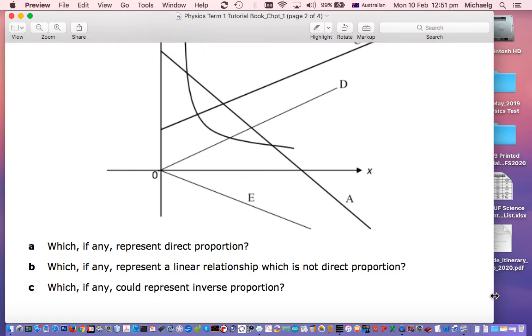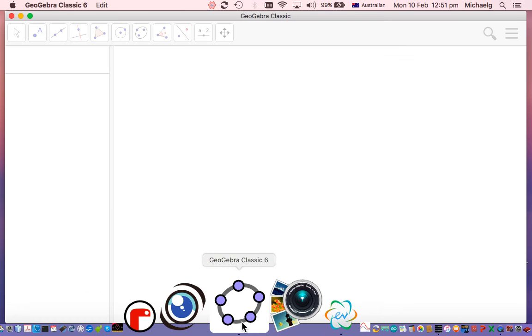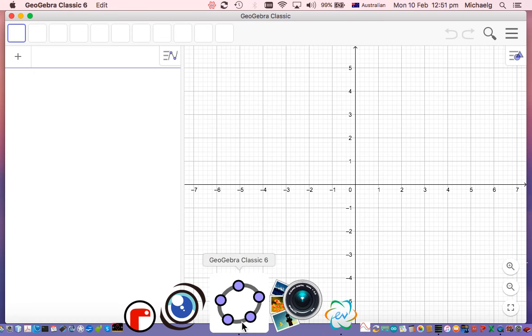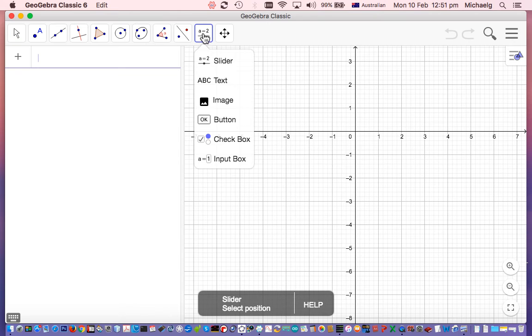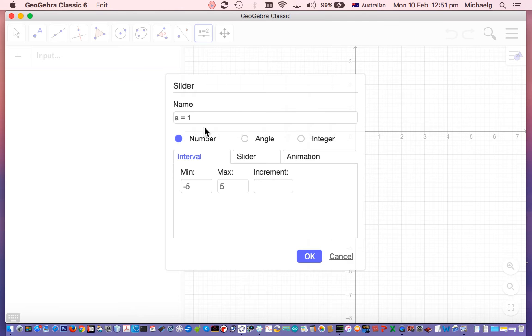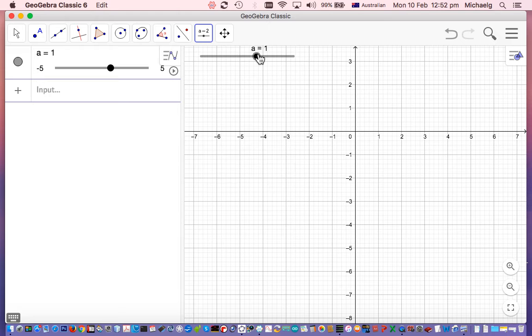So what I'm going to do is pull up my GeoGebra Classic 6, which I'm expecting you to have loaded on your laptop computers, either in the Windows version or, like mine, the Macintosh version. Here we have GeoGebra. I'm going to click on the slider tool, and click on there for my position. Slider A is going to be a number from -5 to 5, increment 0.1. I hit OK. So this just gives me a slider.